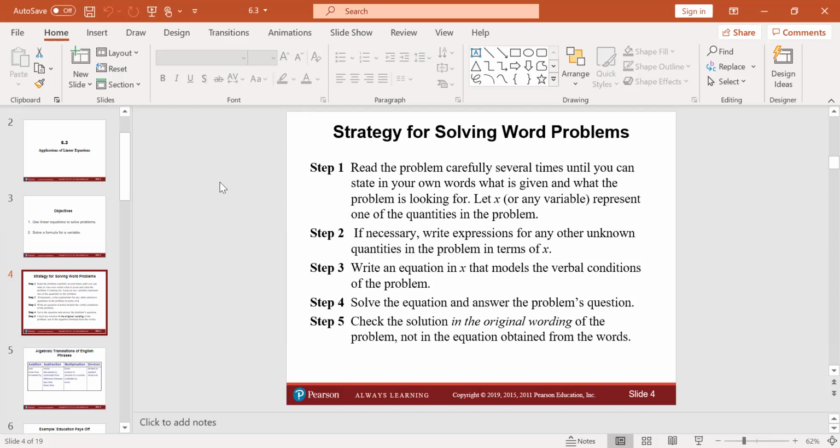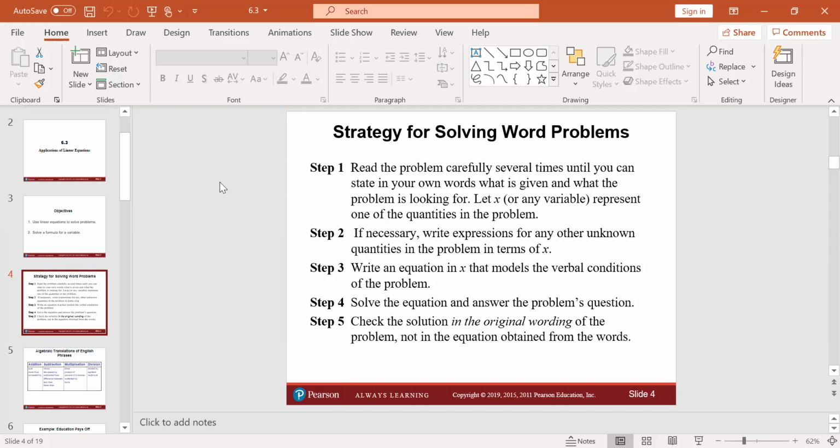So step one, read the problem carefully several times until you can state in your own words what is given and what the problem is looking for. That's huge. If you don't know what you're even solving for or looking for, what is the answer to the problem? What does it even look like? Is it a number? Is it a month of the year that probably relates to a number? You're going to have to make sure you understand what it's looking for and also what it gives you.